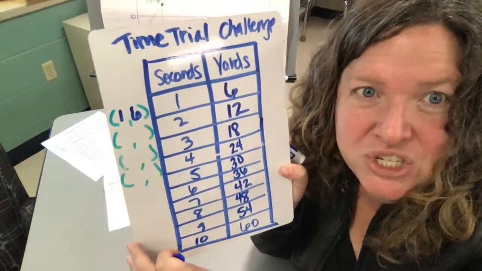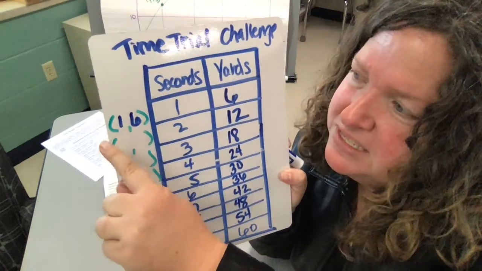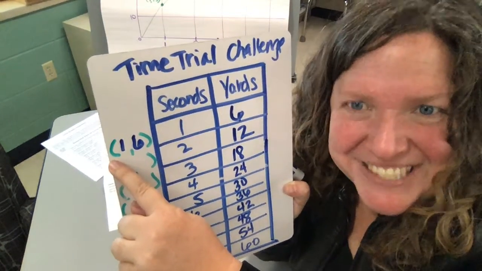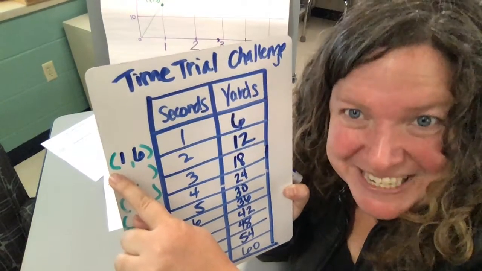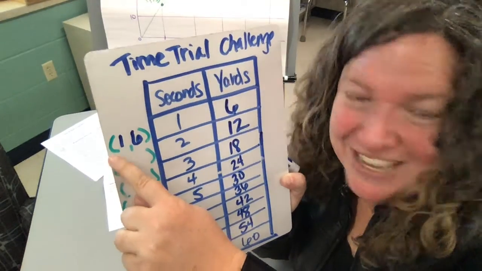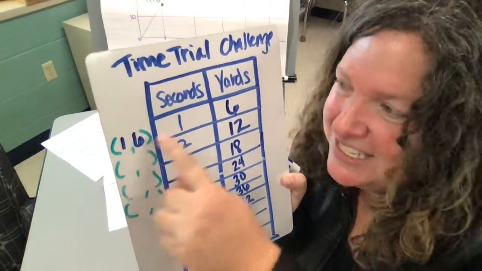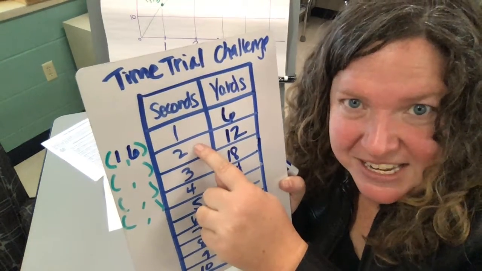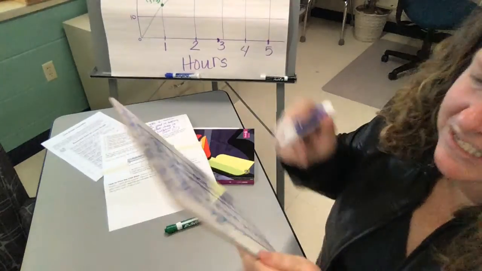There it is. So our ordered pair for this is comma 1, not comma, parentheses. Sorry about that. I hope you were correcting me in your mind there. Parenthesis 1, comma 6, parenthesis. Let's go to the next one. The seconds are on the x-axis, so that's the first number.